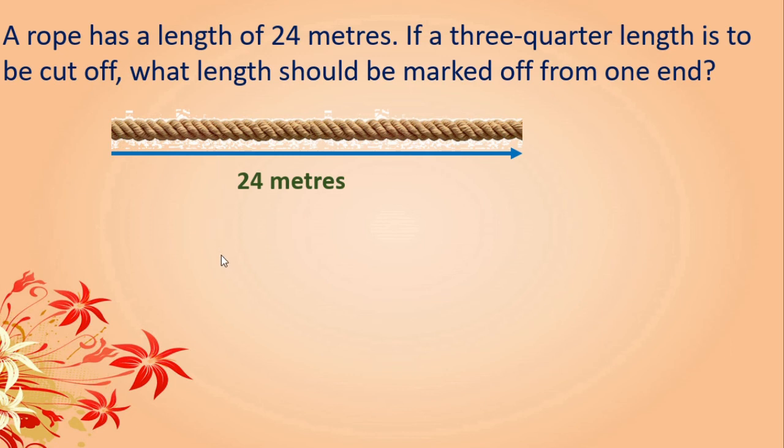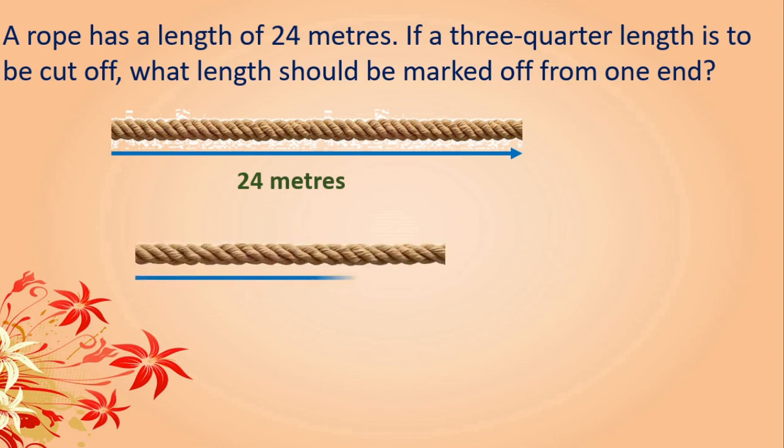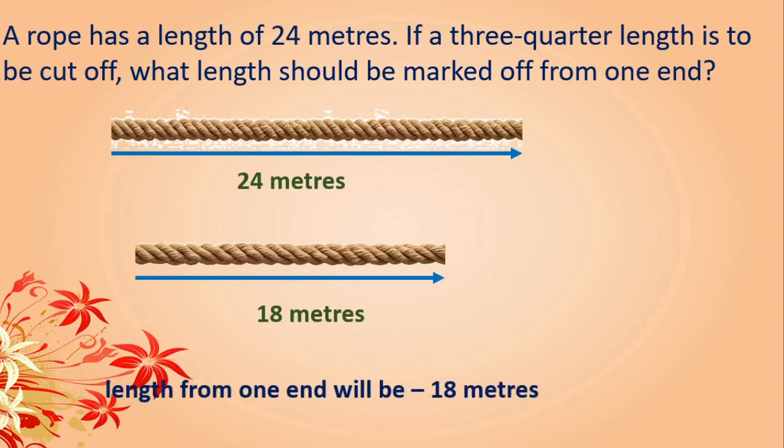Half of 12 is how much? 6. Correct? Otherwise, how do we do it? The 3/4 is half plus quarter. Here half is 12 and quarter is 6. So 12 plus 6 is nothing but 3/4, that is 18, isn't it? See, this is our 3/4 rope, that is nothing but 18 meters. Right? The length from one end will be cut at 18 meters.